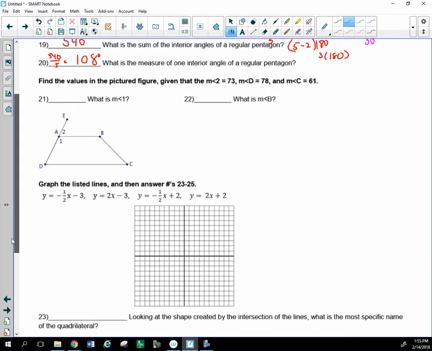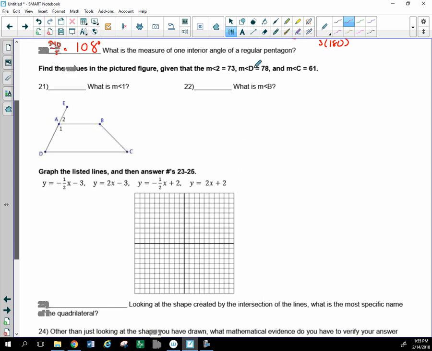Moving on down the page. What is the value in the picture? I'm going to fill in the information they gave me. They told me that angle 2 out here is 73 degrees, that angle D is 78 degrees, and C is 61 degrees. So the first question is, what is the measure of angle 1?